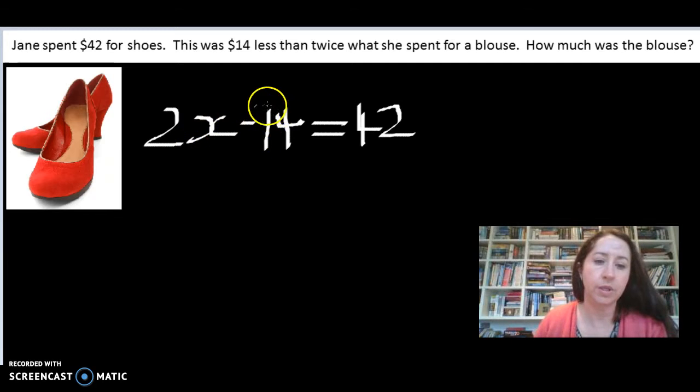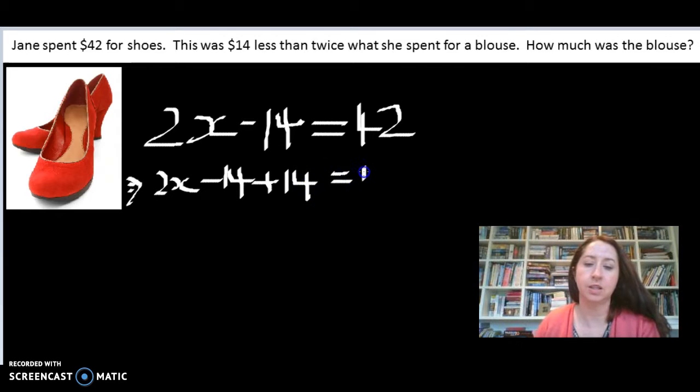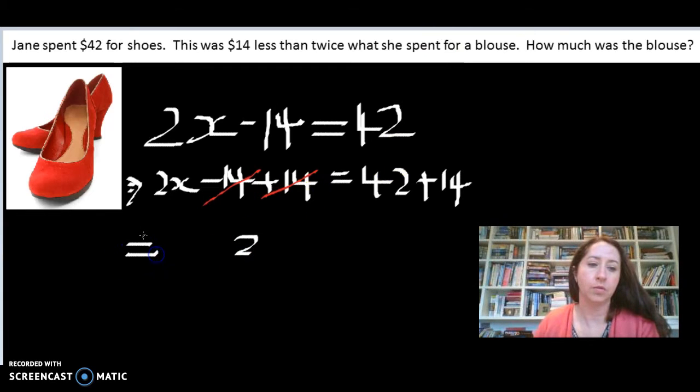So the first thing that we do is we get rid of the minus 14 here. And to do that, 2x minus 14 plus 14 takes care of the minus 14, but I need to do the same thing to both sides of the equation. So 42 plus 14. And now we can see that plus 14 and the minus 14 cancel out, so I'm left with the 2x equal sign there. 2x is equal to 42 plus 14, which is 56.